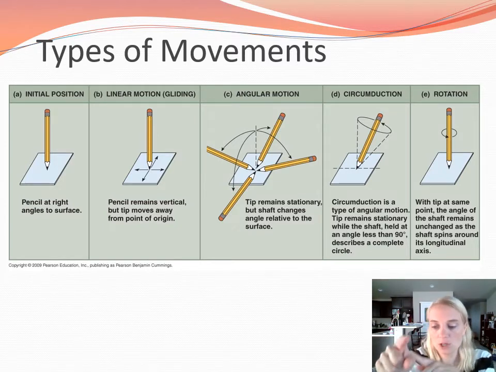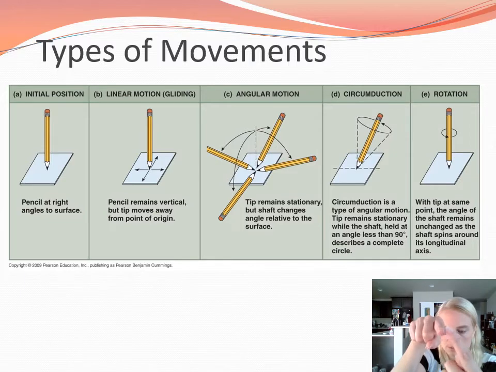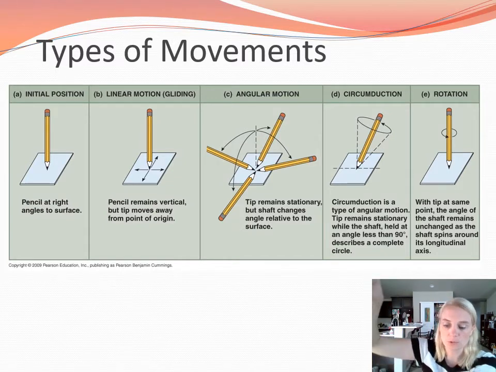You can do circumduction of your finger at this joint here, like this. Right, so I'm drawing a circle, tracing a circle with my fingers. That would be circumduction at this joint here. There, circumduction. You can do circumduction at your wrist, right? You can do circumduction of your head. Circumduction. The last type of movement is called rotation.